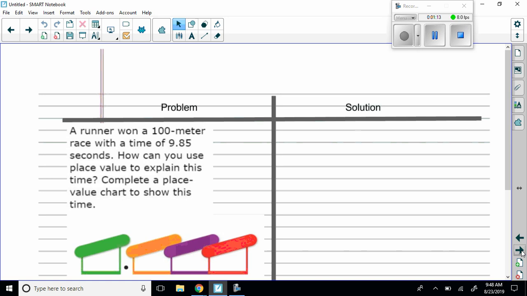Today's solve and share problem reads, a runner won a 100-meter race with a time of 9 85/100 seconds. How can you use place value to explain this time? Complete a place value chart to show this time. Please pause the video and work this problem on your own. Push play when you are ready to continue.